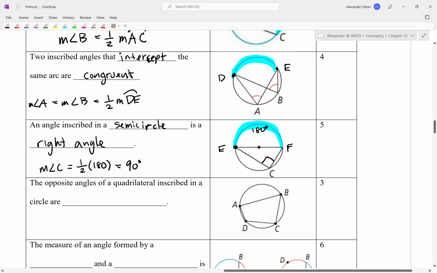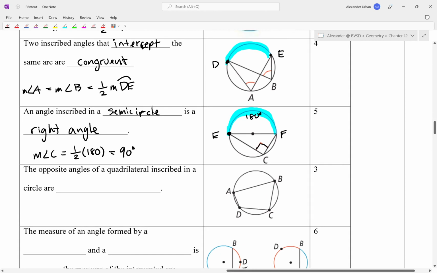Again, it's a semicircle. Angle C, that's our inscribed angle. Let me highlight it. Angle C is our inscribed angle right there. It has to be 90 degrees every single time because the arc across it is 180.